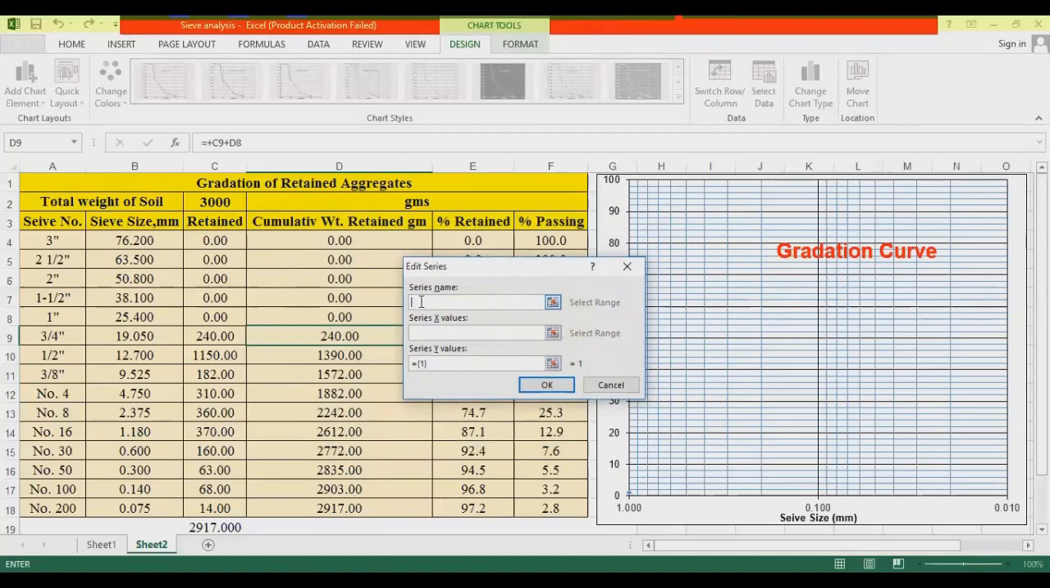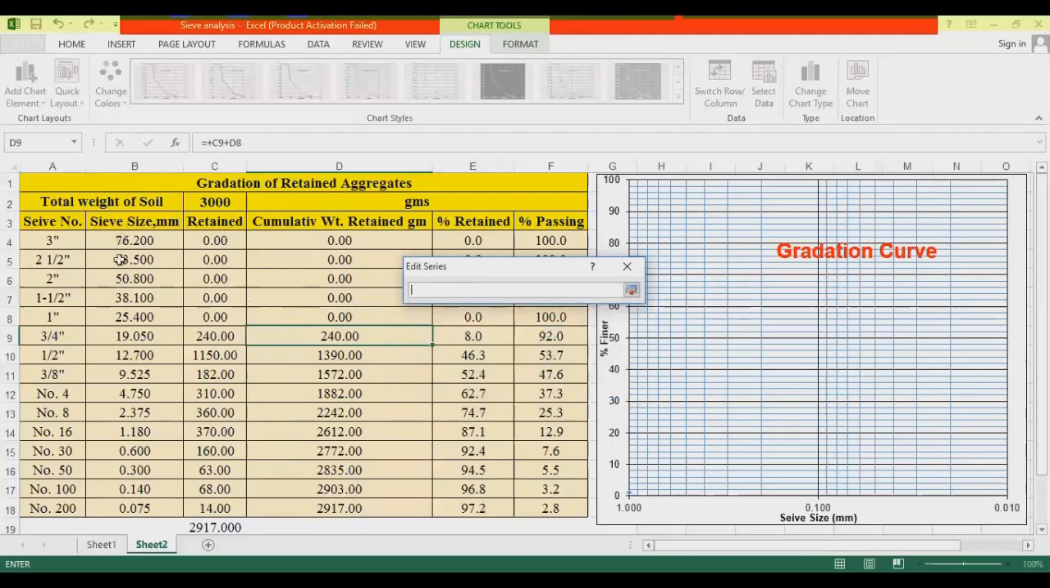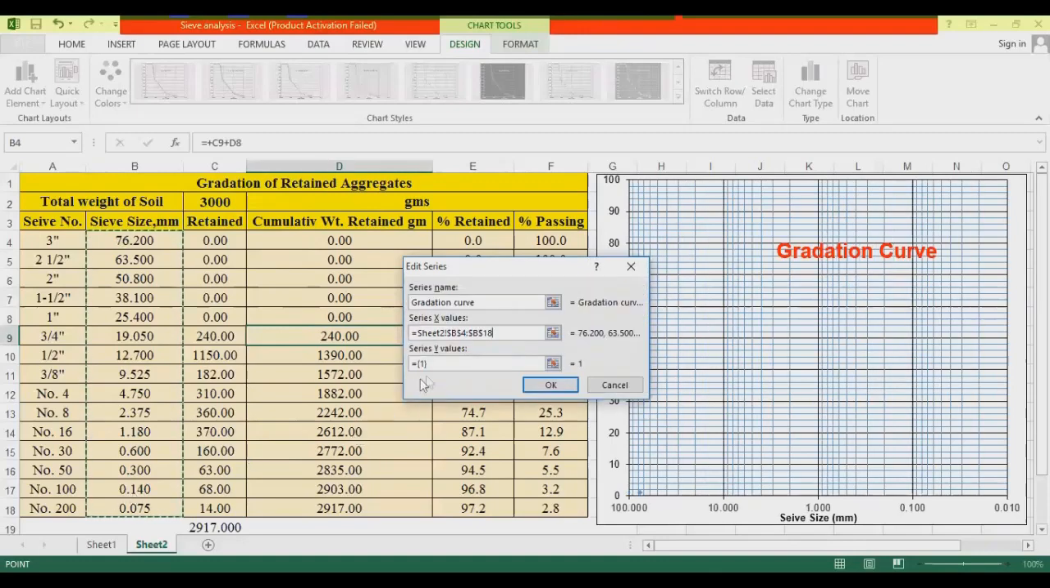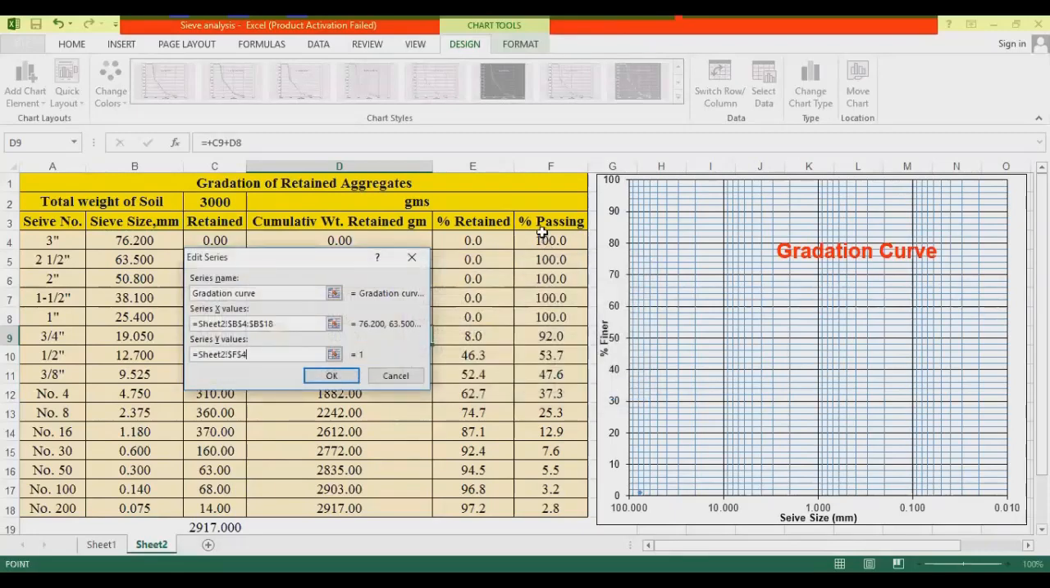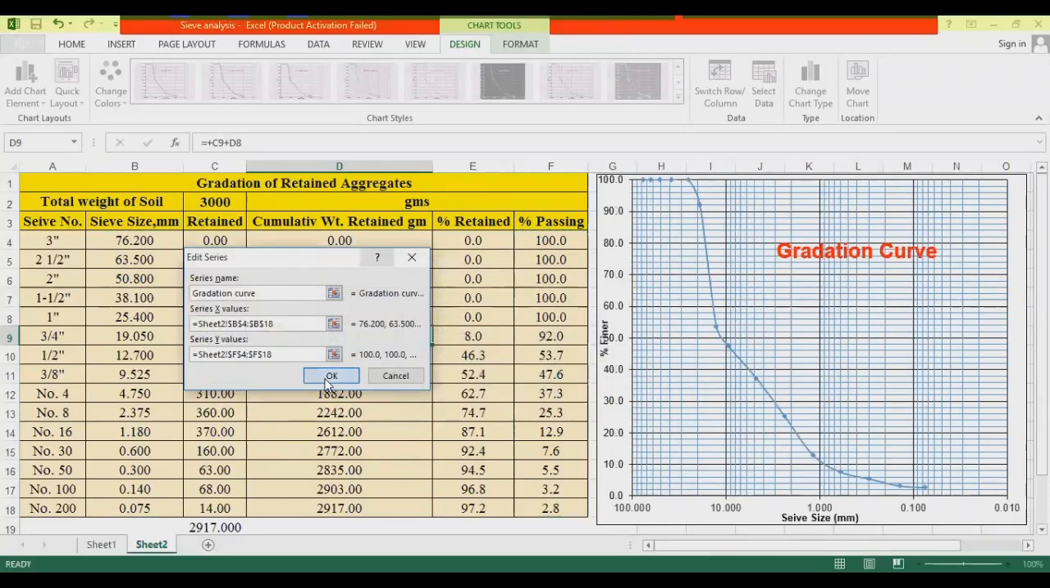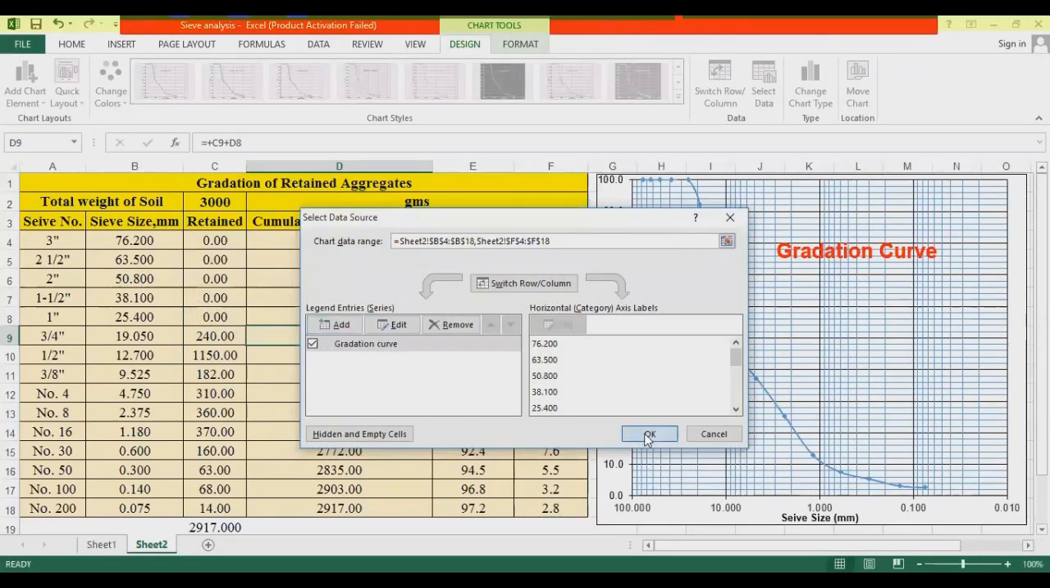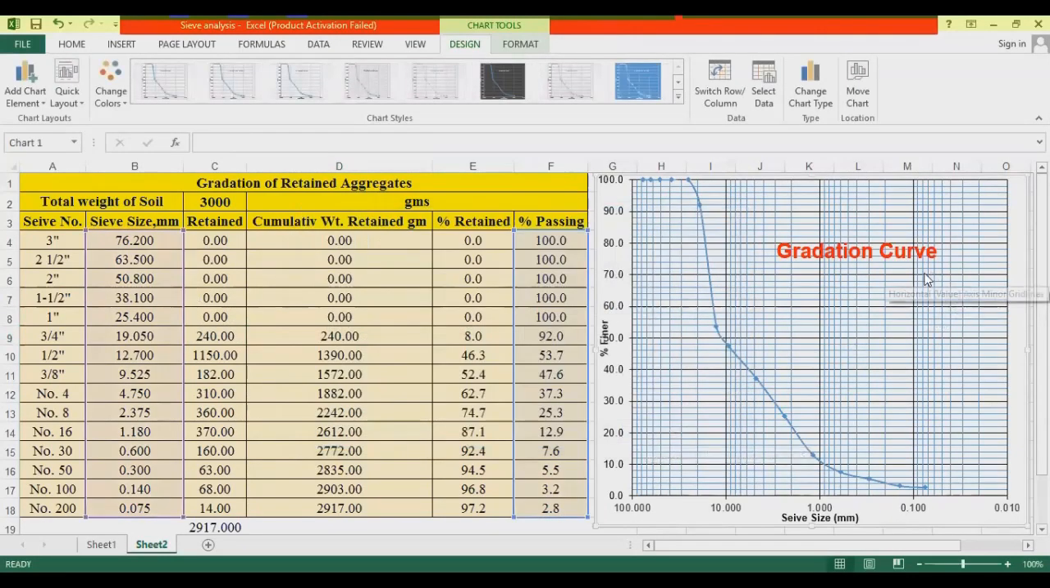Over here I will name it the gradation curve. And I will select the x values. So the x values is again the sieve size in millimeter. Enter. And then I will select the y values. So the y values is the data of the percent passing. I will just press OK. Again over here I will press OK. So that will give me a gradation curve.